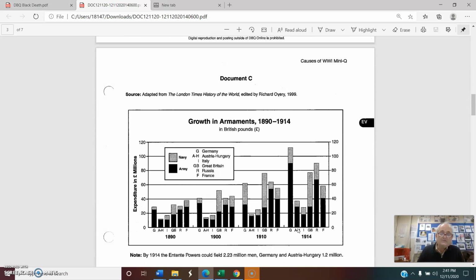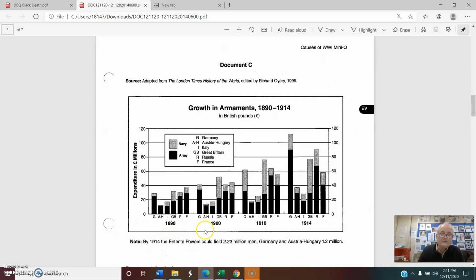document. That's document B. Now, document C is not a primary source, but it's an analysis of the growth of armaments or the spending on military set up in British pounds. So again, you have to look at the graph. We have 4 snapshots. This is 1890, 1900, 1910, and this is 1914 at the eve of the war. So you have to look at this graph intelligently. Notice that G is Germany, A is Austria-Hungary, I is Italy, G is Great Britain, R is Russia, and F is France. The dark represents spending on the army, and this color represents spending in the navy.